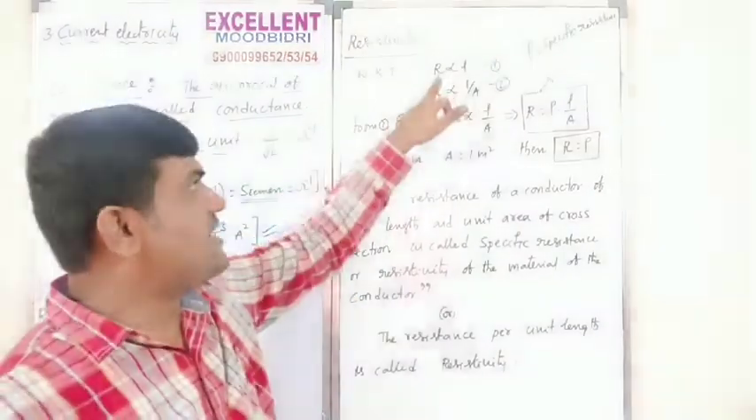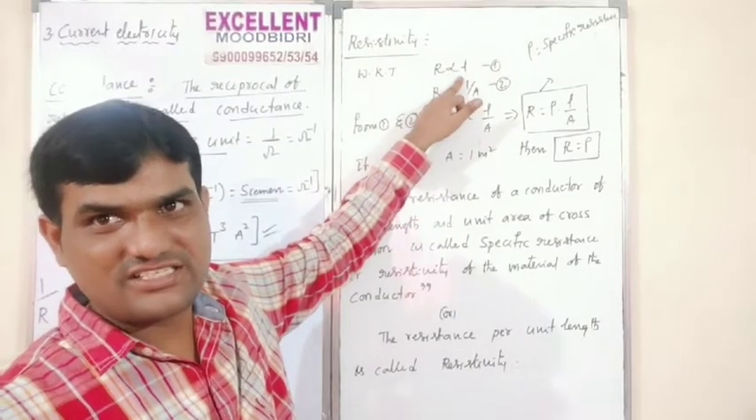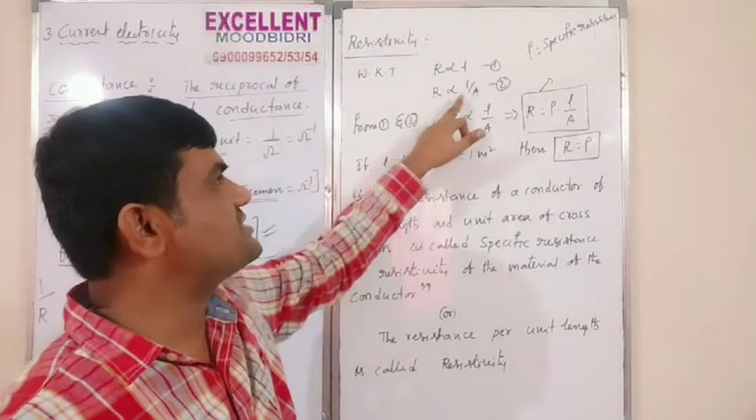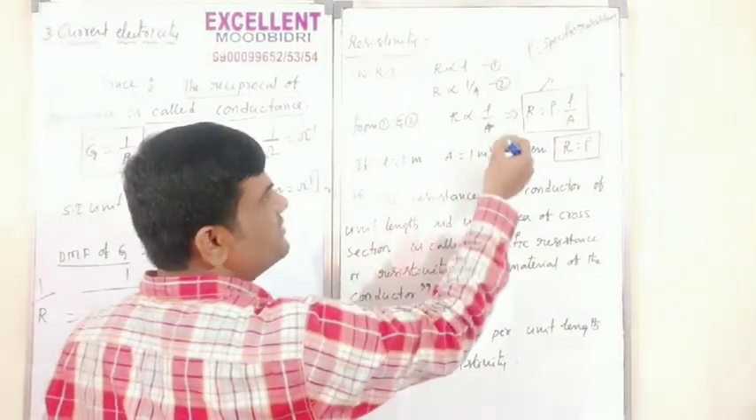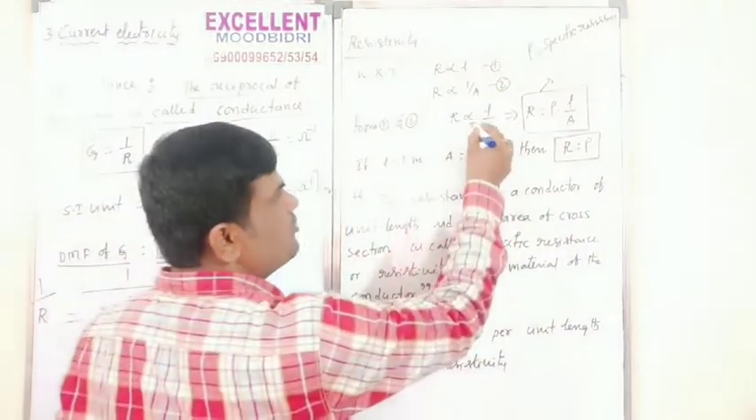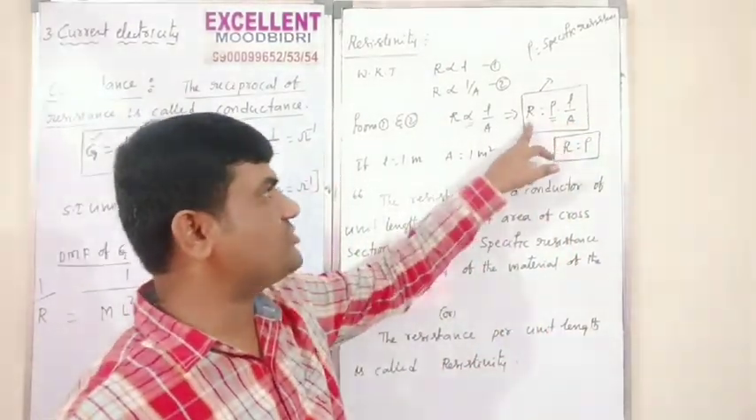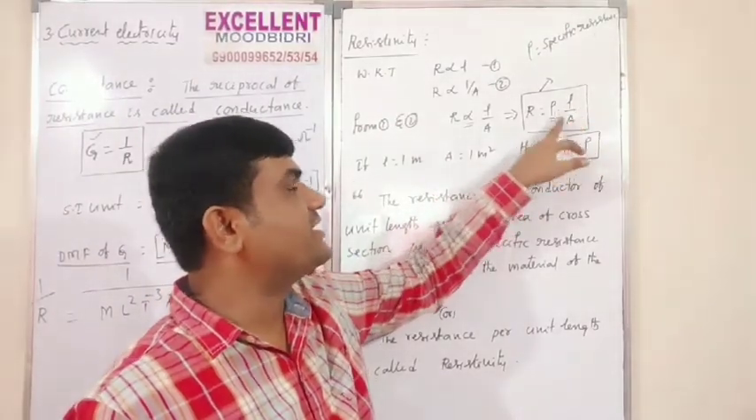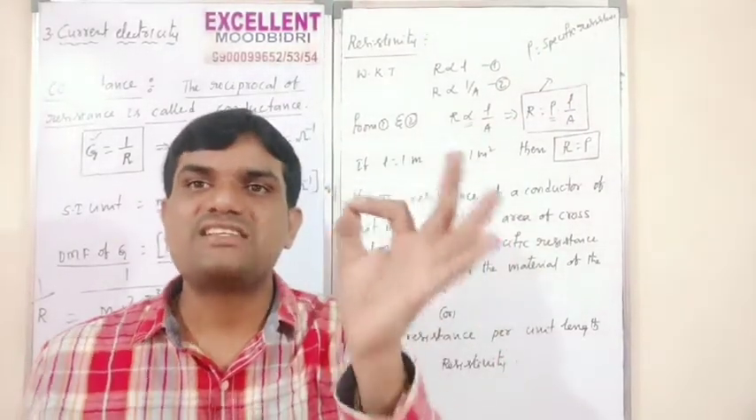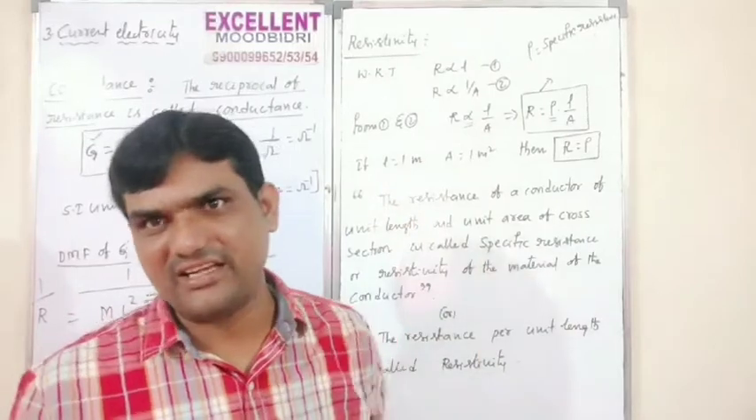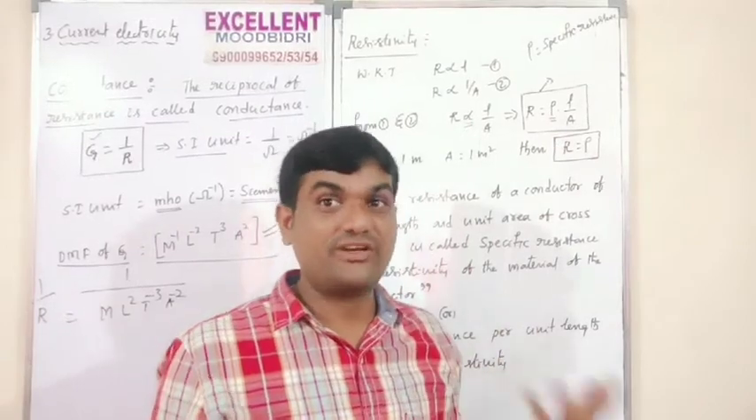We know that R is proportional to L only, correct? So, factors affecting the resistance of a conductor: R is proportional to L, and R is inversely proportional to A. So from 1 and 2, we can write R is proportional to L by A, where the proportionality constant we consider is rho. R is equal to rho into L by A, where rho is the specific resistance or resistivity of a given material, a given conductor.